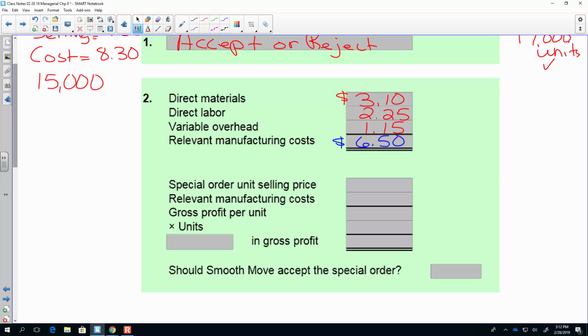Versus what? What are we selling it for? 7. The 7. So, should we do it? They say we should. My cost is $6.50. I'm selling it for 7. Oh, so we're getting a profit. We're getting a profit of how much? 50 cents. Now, it doesn't seem like a lot, but when your machine is just sitting there anyway, and we're looking at 15,000 units, what is our additional profit? $7,500. That makes sense? We're going to make $7,500 by accepting it.